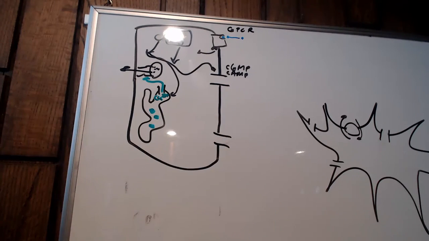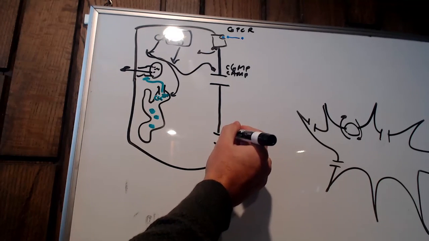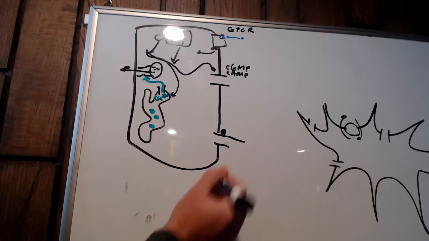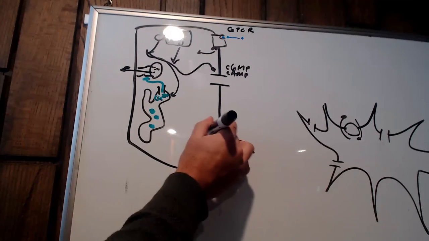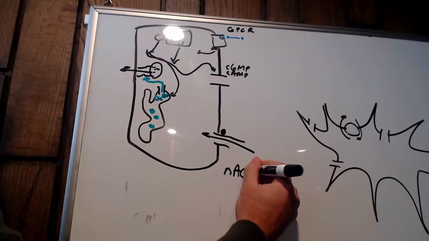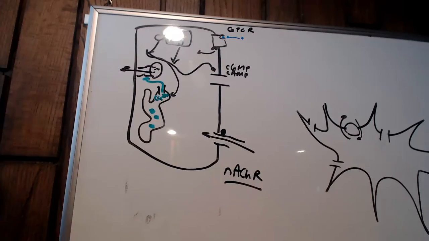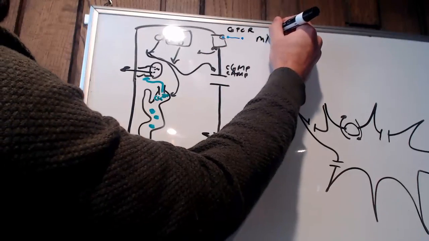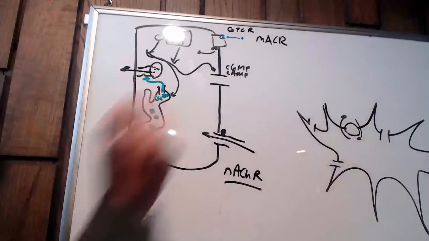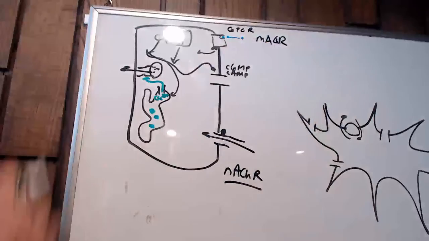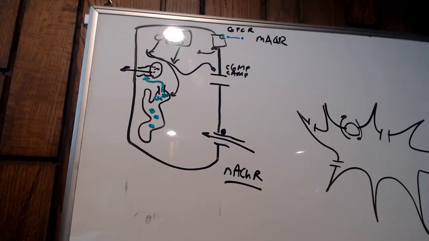The other type of receptor that we can have is a ligand-gated receptor, and that essentially just means that something is going to bind to it and it's going to open, and then something will go through. For example, if we're talking about the nicotinic acetylcholine receptor, that is a good example. For G protein coupled receptors, the muscarinic acetylcholine receptor is a very good example of that. There's also a variety of different other types of receptors that we can talk about.